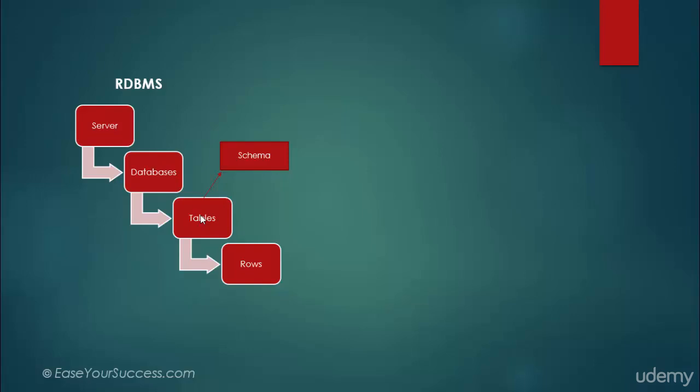So first we decide on the schema. Schema means first we decide how many columns that table is going to have and what kind of data we are going to store in the table. So first we decide on the table structure, that is schema, and then we store data in that table.